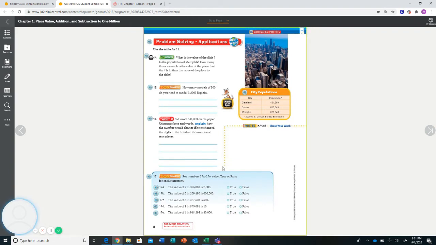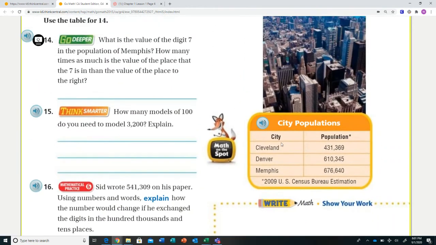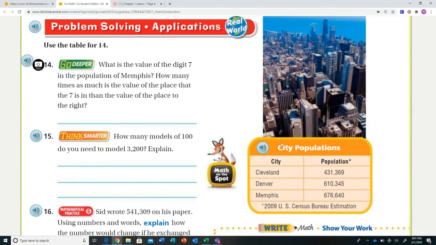Now, I know I told you in class today that question number 17 is going to become a quiz, so I'm not doing that on video. Let's take a look at a word problem because people freak out on word problems. It's not even that hard. 14. What is the value of the digit 7 in the population of Memphis? How many times as much is the value of the place that the 7 is in than the value of the place to the right?